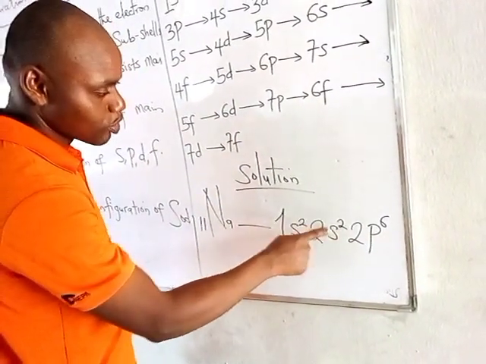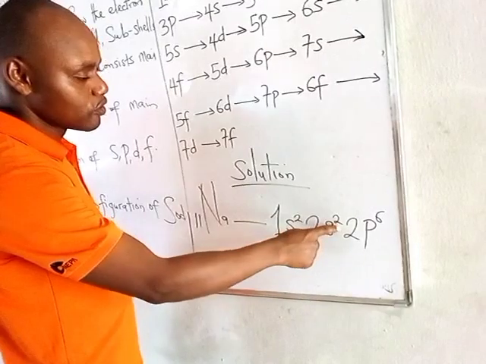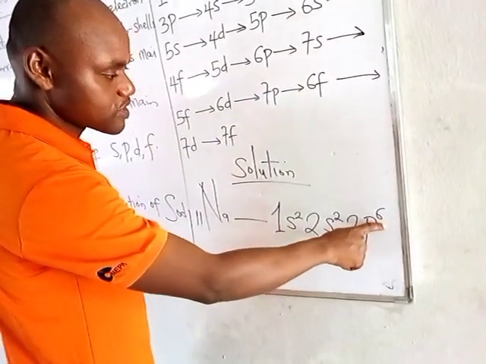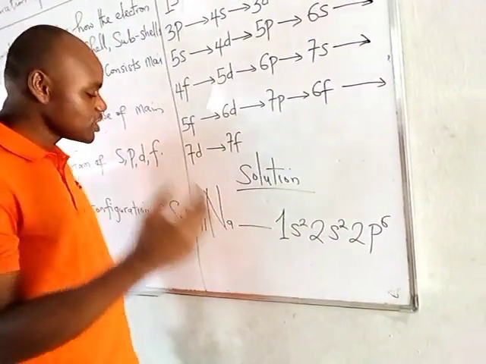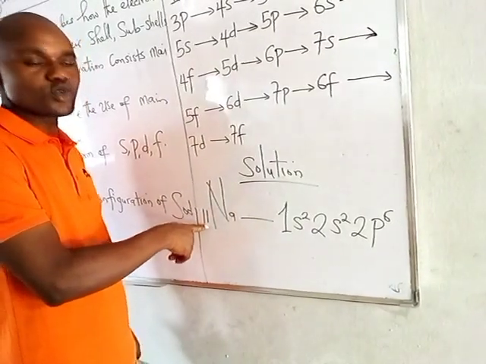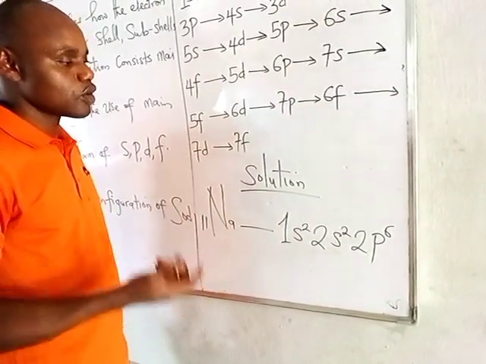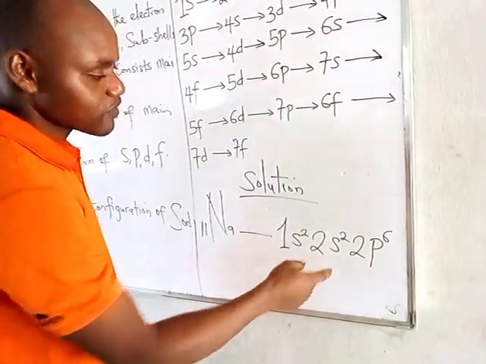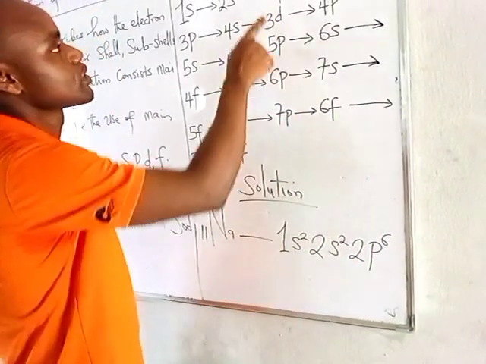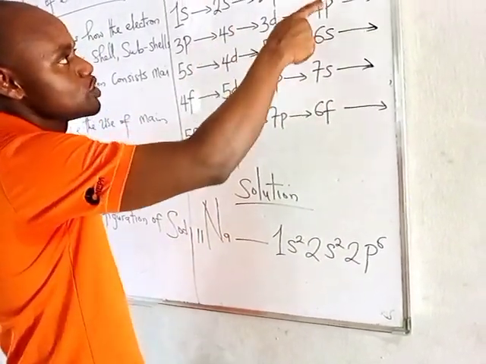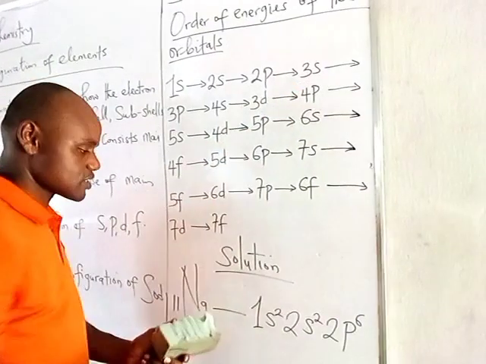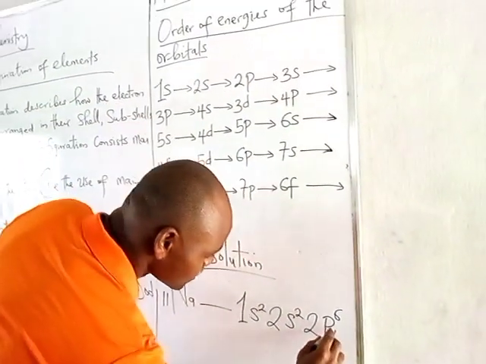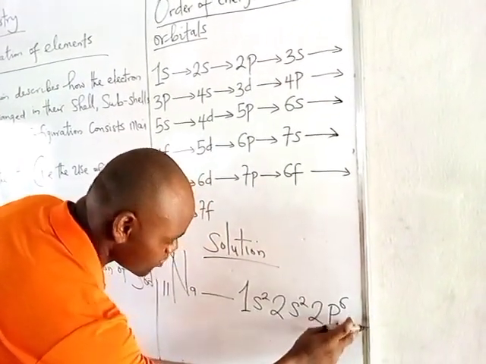2 plus 2 is 4. 4 plus 6 is 10. It's not yet up to 11. So what do we do next? What we do next is we proceed. After the 2p orbital, move to the next orbital, which is 3s. So you are going to put 3. Let me just fix it here because there's no space here.